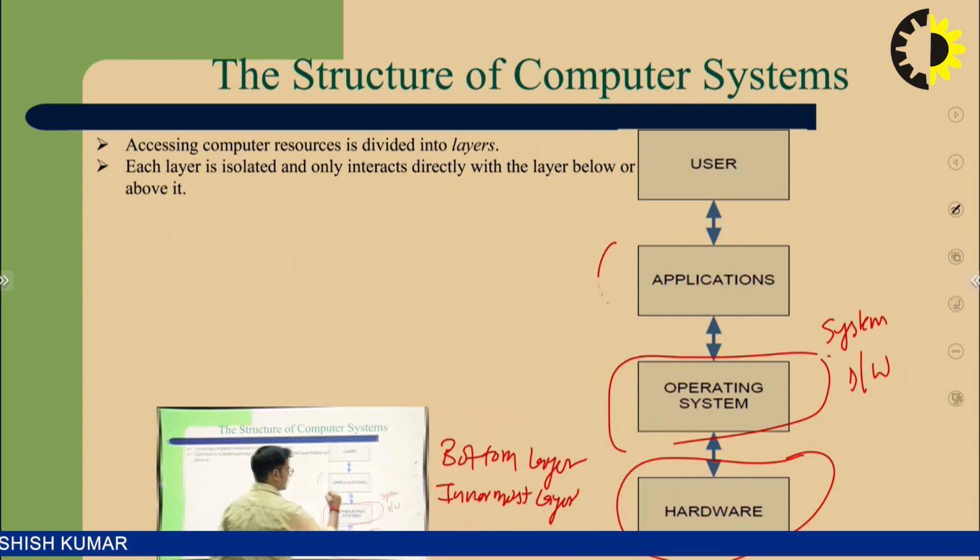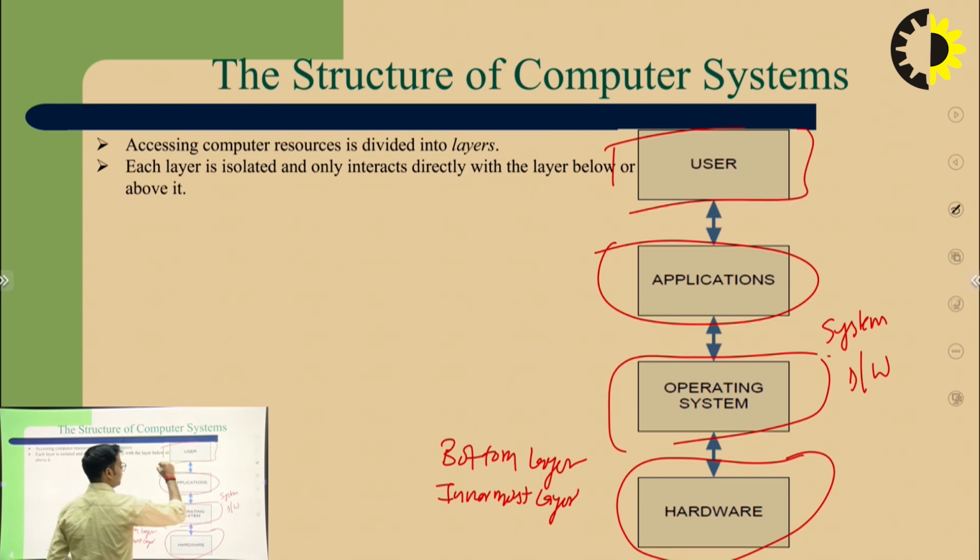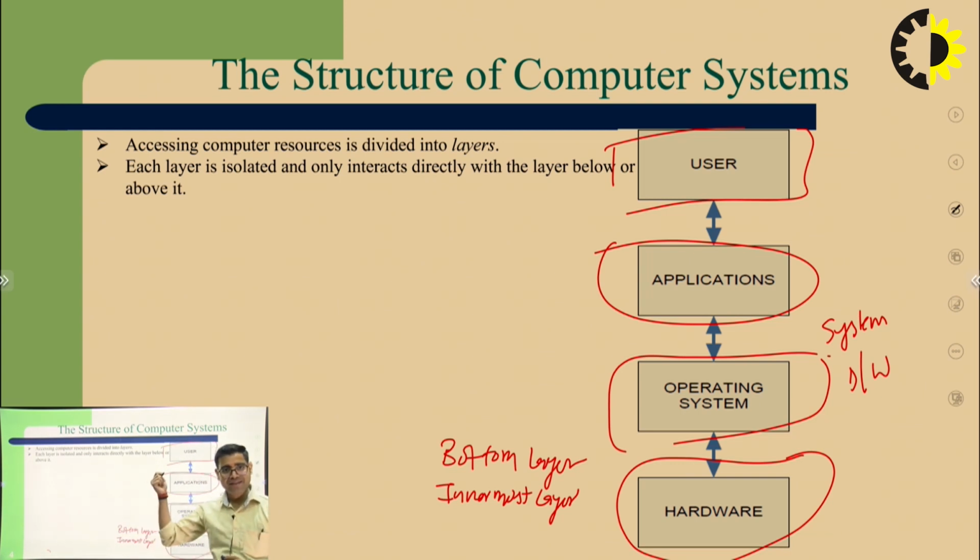Here is the application software, and at the topmost layer the user resides. The user interacts with the application software, and these applications run on the operating system, that is the system software. The operating system directly interacts with the hardware, as you can see here.